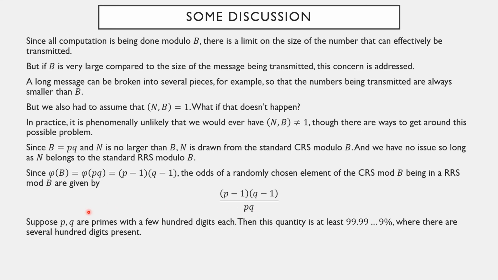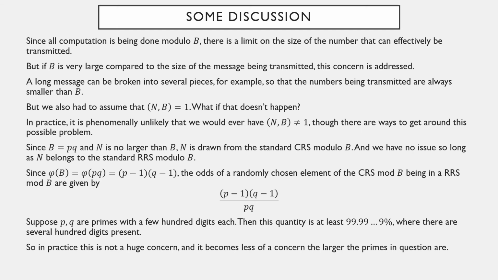So if p and q are primes with hundreds of digits, this probability of picking something relatively prime to the base is extraordinarily close to 1. 99.999 and hundreds of nines appear here percent. Very, very likely that any message you construct will in fact be relatively prime to the base. In practice, therefore, this is really not a very big concern. It's extraordinarily unlikely that any randomly constructed message will fail to be relatively prime to the base. It's astronomically unlikely. The larger the prime gets, the less of a concern this is.